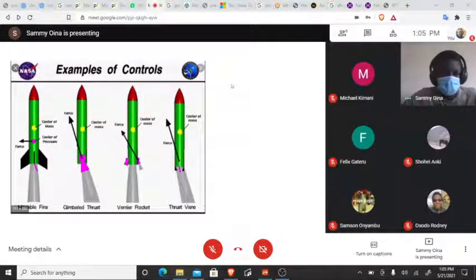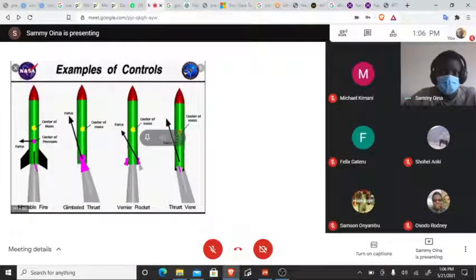So recently we flew our N1 rocket, and it had no active control. It just relied on aerodynamic stability to keep it oriented straight so that you could get the maximum altitude.